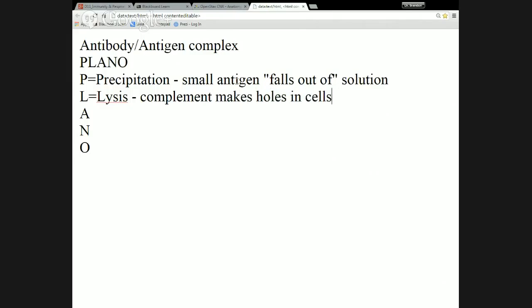Okay, so we looked at complement before, and when the membrane attack complex is inserted into the bacterial membrane, the cell is destroyed. This is the classical, I should put it, classical complement pathway.